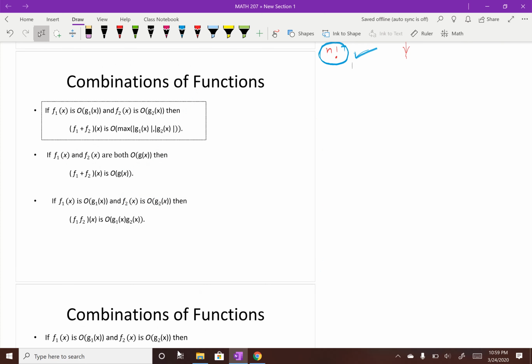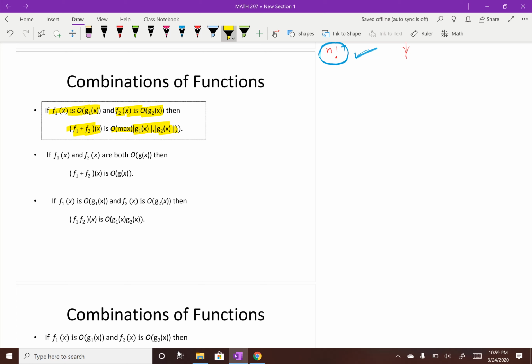We also have some important results about the combination of functions in terms of their big O notation. Our first result is: if f1(x) is big O of g1(x), and f2(x) is another function which is big O of g2(x), then you can prove that their combination f1 + f2 of x is big O of the maximum of the absolute values of these two functions.